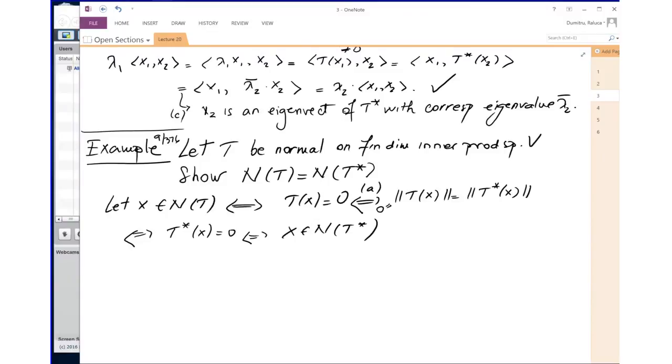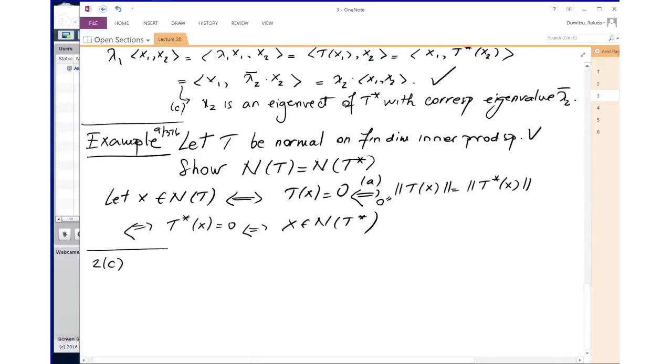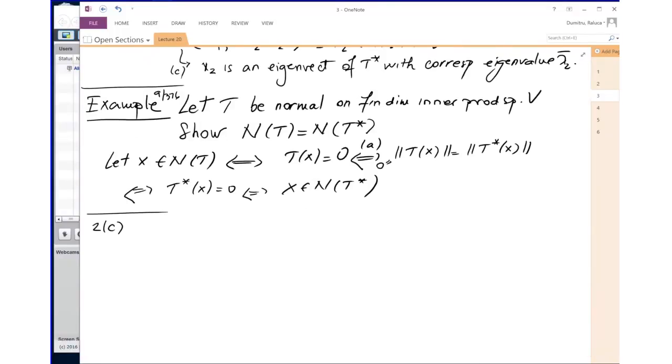Let's try. This is 2C. I don't know which page. Is the following operator normal?